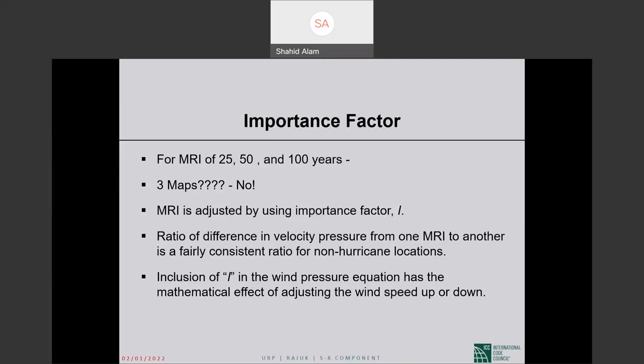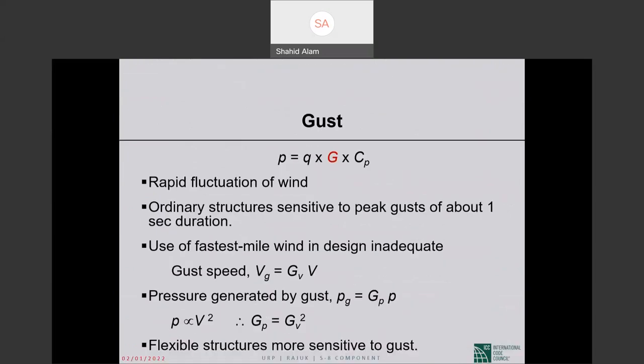Okay. The conversion to 25-year return period wind is also done using an importance factor lower than 1. Okay, 0.87, 0.77. You'll see the details later. But this is the idea of the importance factor. I changes the return period on the wind speed. And I larger than 1 takes us to return period larger than 50 years, and I smaller than 1 takes us to return period smaller than 50 years.